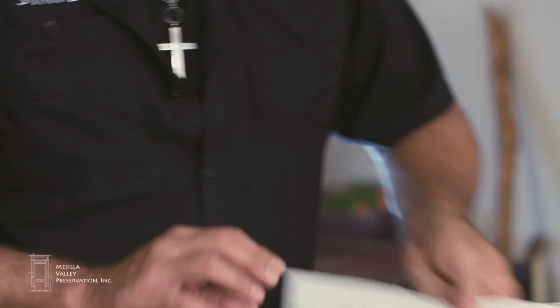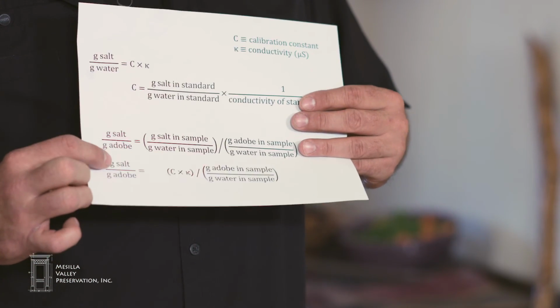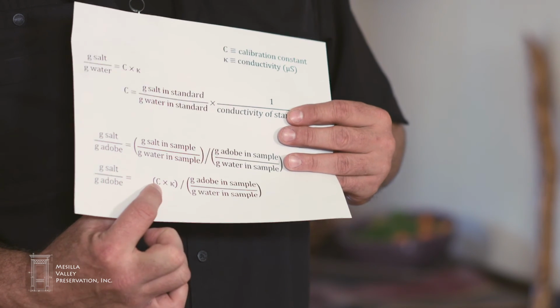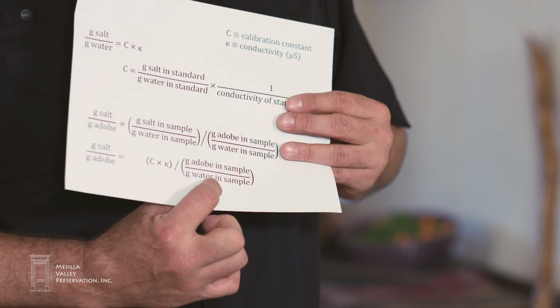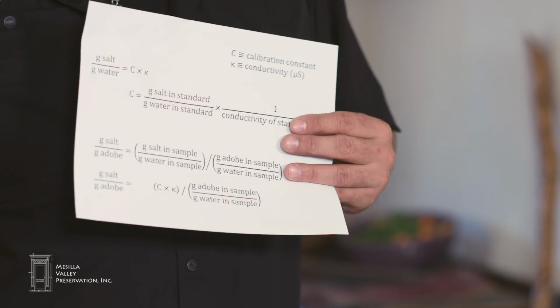We will use that calibration constant in the next video where we actually analyze the adobe samples using this expression at the bottom. We are looking for grams of salt per gram of adobe: our calibration constant times the conductivity of samples measured using the adobe samples times the ratio of mass of adobe to mass of water that we'll measure for those samples will be our next step.